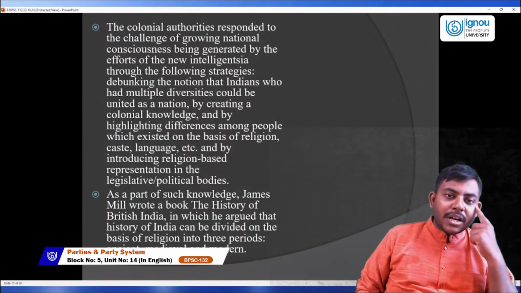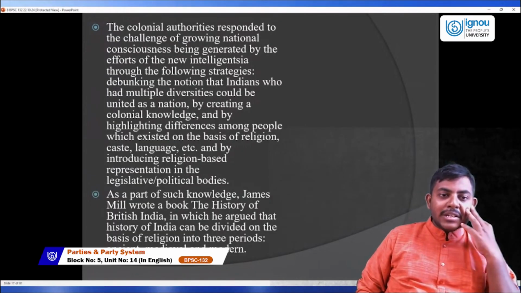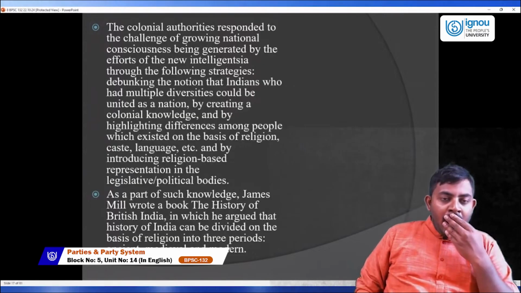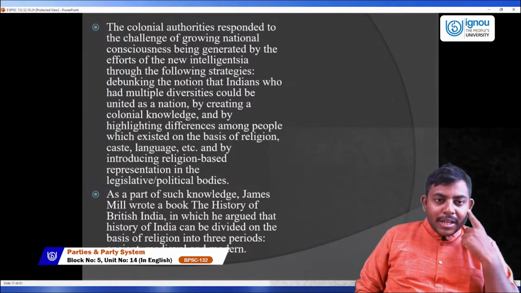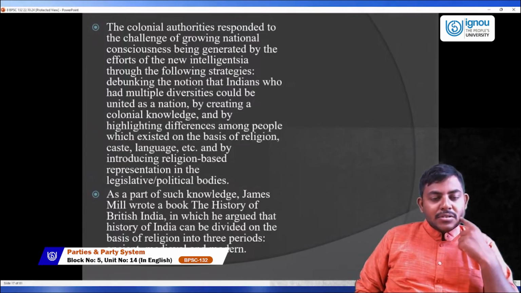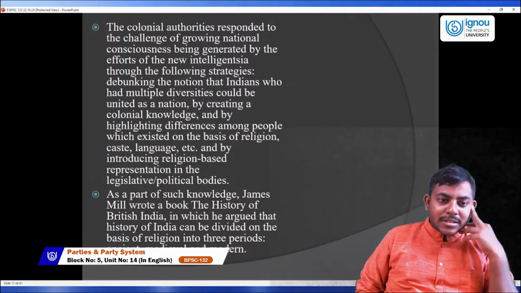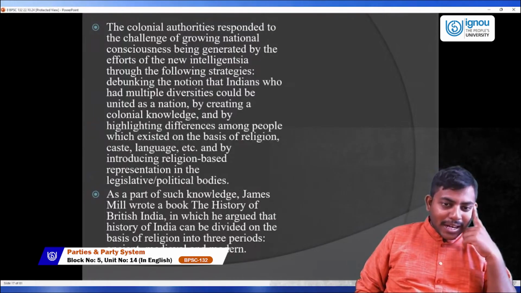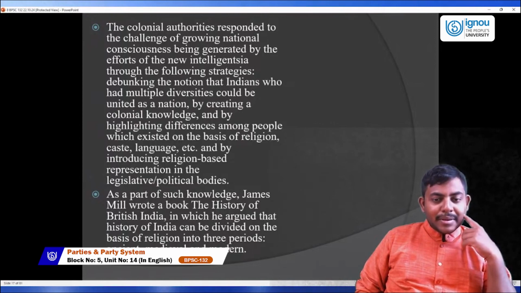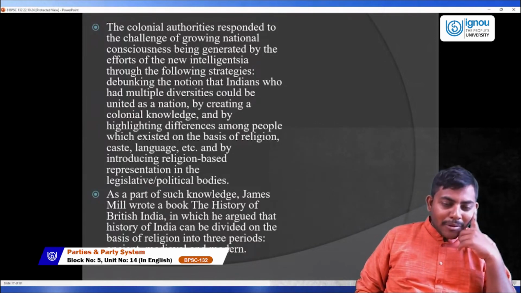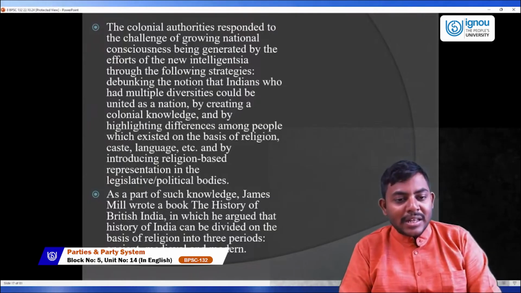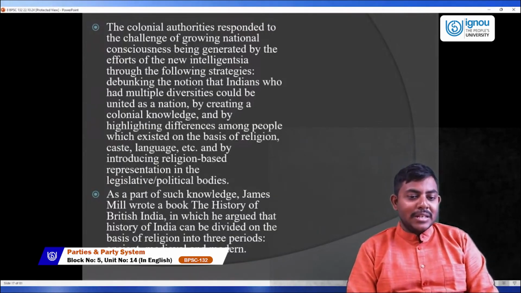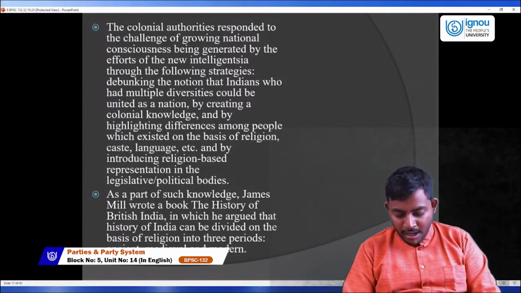So the colonial authorities responded to the challenge of growing national consciousness, being generated by the efforts of the new intelligentsia, through the following strategies. Debunking the notion that Indians who had multiple diversities could be united as a nation, by creating a colonial knowledge and by highlighting differences among people which existed on the basis of religion, caste, language, etc., and by introducing religion-based representation in legislative and political bodies.